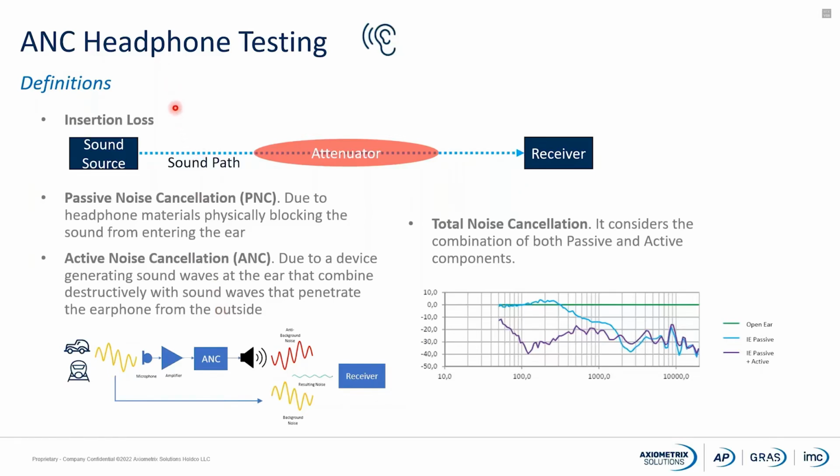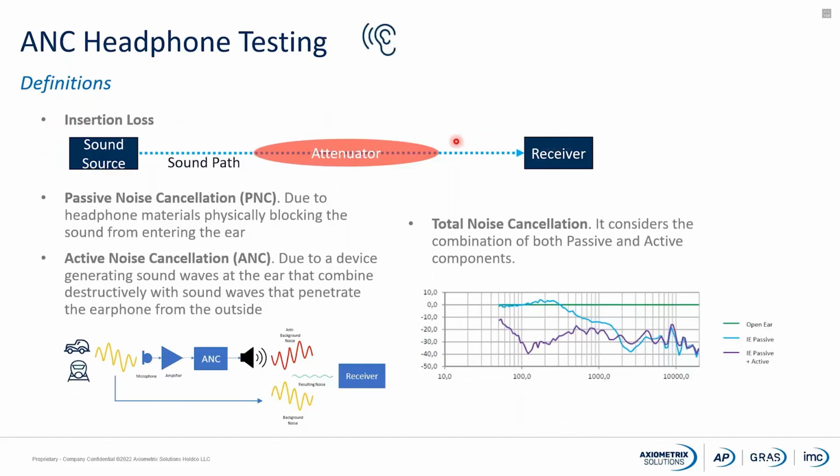So let's look at some very basic definitions. Let's concentrate on the top of this slide, on the insertion loss. Basically, in acoustics, when we talk about insertion loss, we are defining a reduction in the noise level at a receiver's position. And this is happening due to the placement of an attenuator in the sound path between a sound source and a receiver.